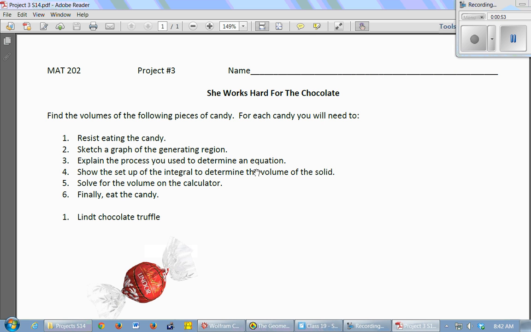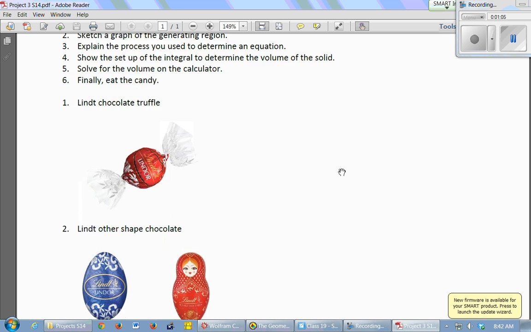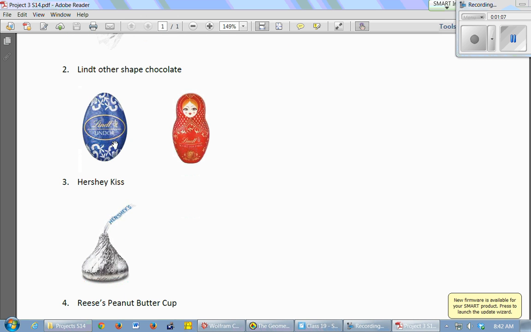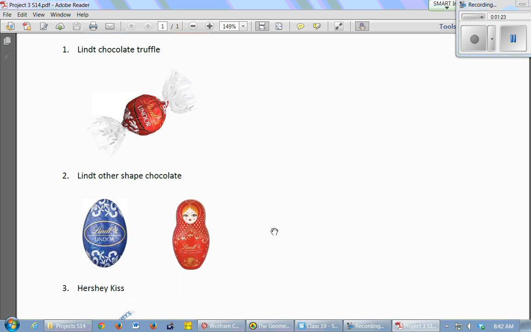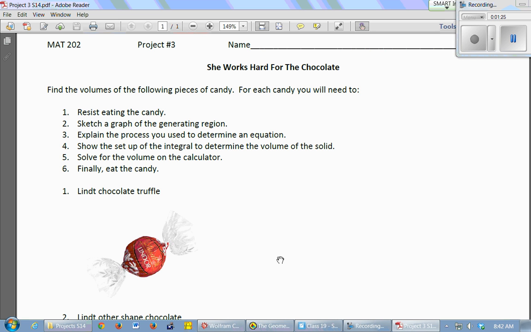We have some Lindt chocolate truffles. Isn't this scrolling? Come on. There we go. Some Lindt chocolate truffles. I have a couple of other different shapes. You never know what kind of shaped candies you're going to find in the store, so this is just whatever I find. And then a Hershey Kiss and a Reese's Peanut Butter Cup. So let's give some of these out.